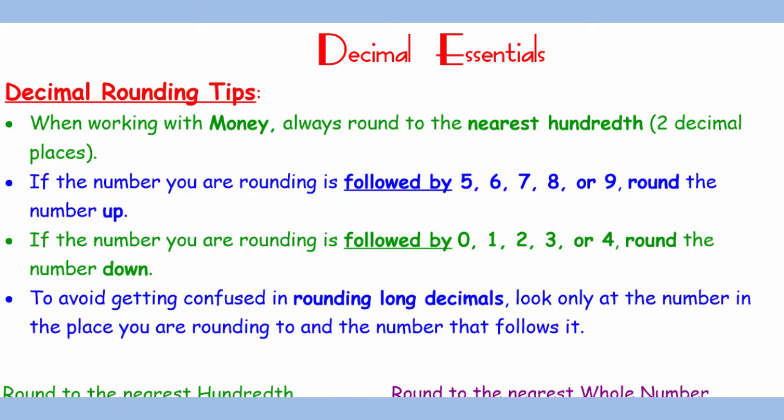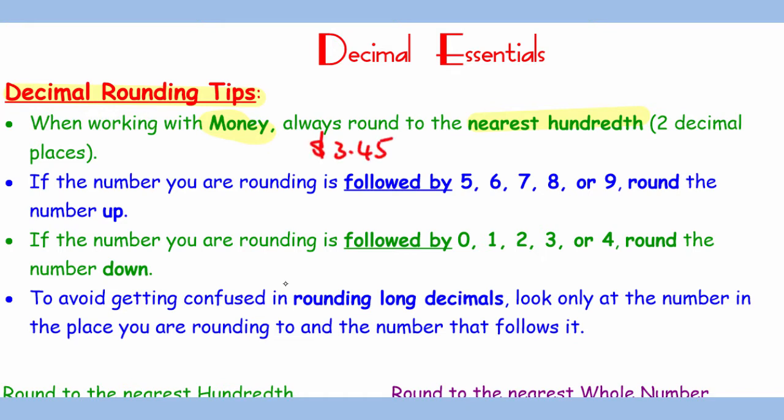Hi everyone, in this lesson we will go over some of the essential facts about decimals, and in this first slide we will go over some of the rounding tips. So when working with money, it is important to know that you always round to the nearest hundredth because money is normally written with 2 decimal places, such as $3.45.